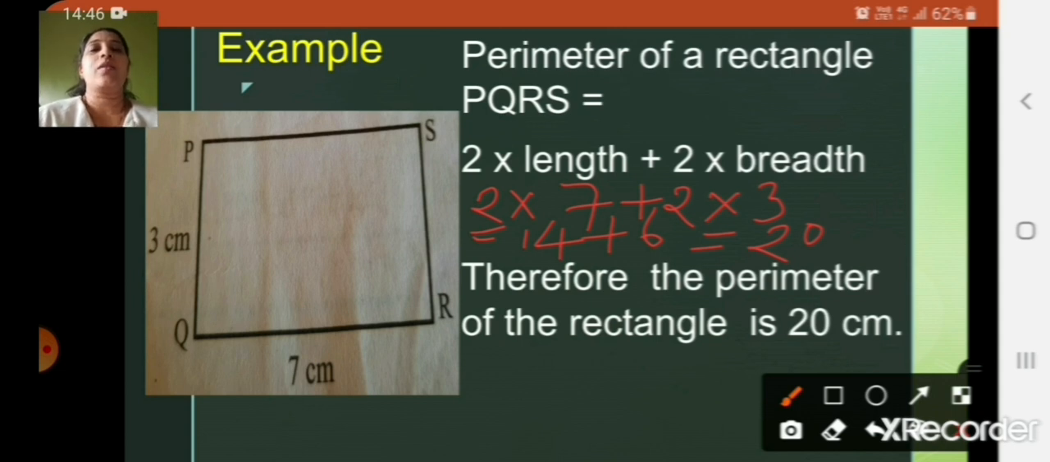So we'll just write the formula. Perimeter of the rectangle is equal to 2 into length plus 2 into breadth. We will put the value of the length and the value of the breadth, and then you will get the perimeter. I hope students you have understood this example.